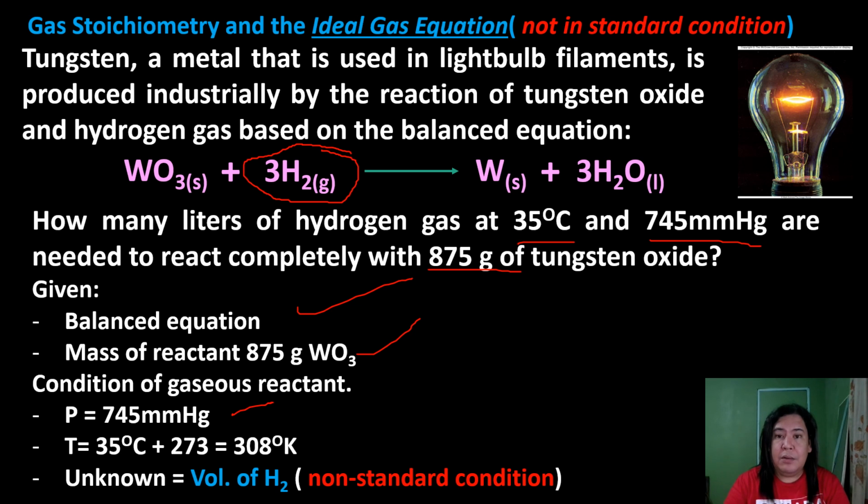So since we are dealing with the ideal gas equation this time, the temperature is in degrees Celsius. You have to convert that to the Kelvin scale by adding 273. So you will get the final temperature reading in Kelvin, which is 308 degrees Kelvin. So for our unknown, the volume of hydrogen gas at non-standard condition.